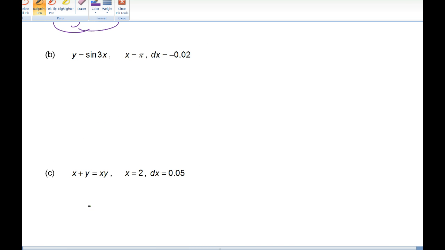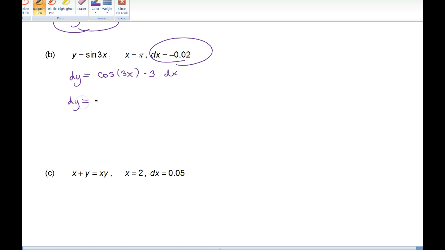So let's look at B. We want to find the differential. So that's going to be chain rule, right? Cosine 3x times 3 times dx at the end. Don't forget the dx at the end because that's where this comes in.